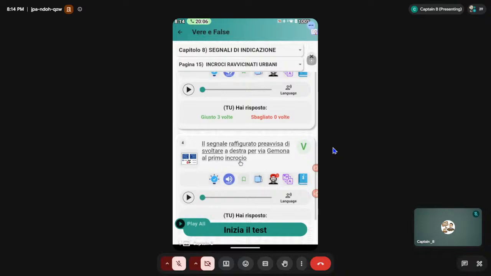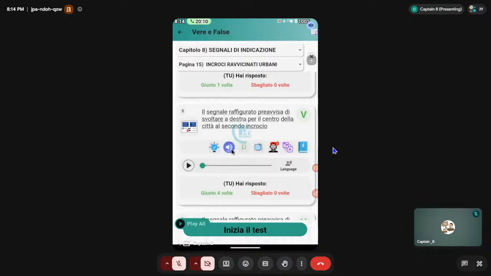All right. And the answer is what? È vero. Number 5. Attention. Il segnale raffigurato preavvisa di svoltare a destra per il centro della città al secondo incrocio. Now, is it this that is referring to? Is it raffigurato? Preavvisa also means announcing of turning. A destra, turning to which side? To the right. Destra means right, turning to the right. Per il centro della città.